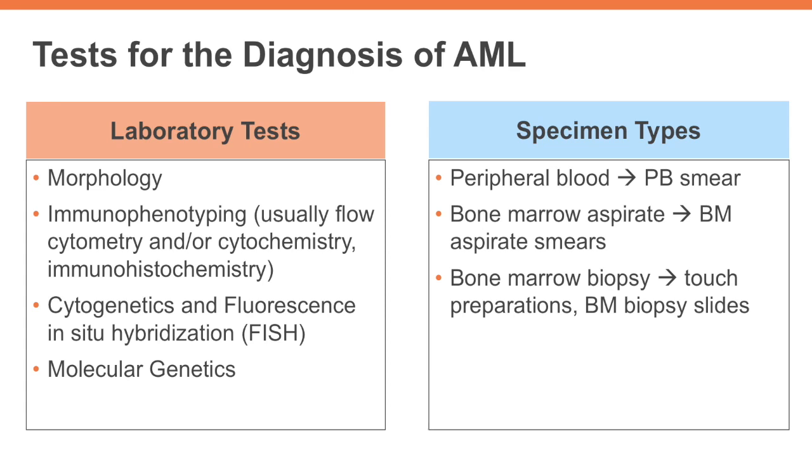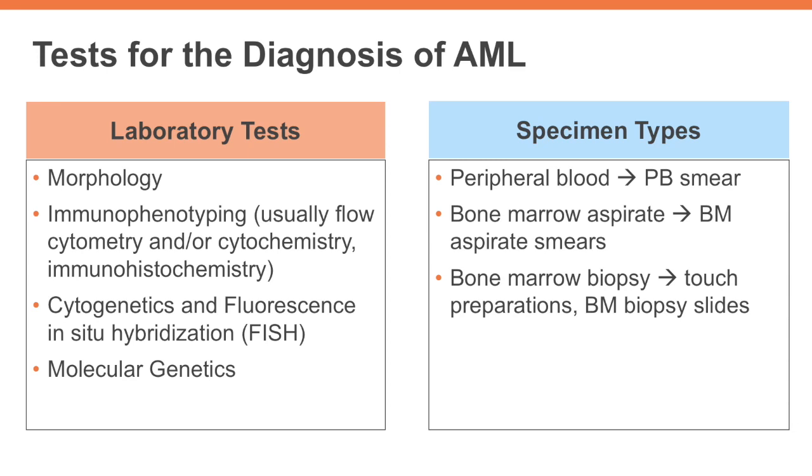And what are the specimen types that you're examining in patients? We examine peripheral blood in the form of peripheral blood smears and CBCs. We examine bone marrow aspirate smears, where we take the wet part of the bone marrow and smear it on a slide, air dry it, and stain it.